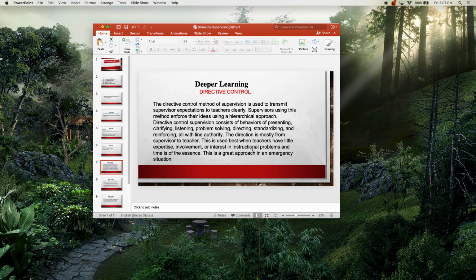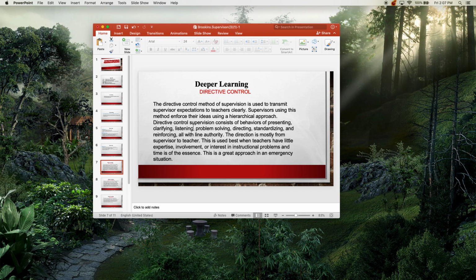Supervisors using this method reinforce their ideas using a very positional or hierarchical approach. I am the principal, and so speaking as principal, I am directing you to do the following, and then I'm going to bullet point out the things I'm going to have them do. The behaviors will consist of clarifying, listening, but I'm listening so I can give more direction.